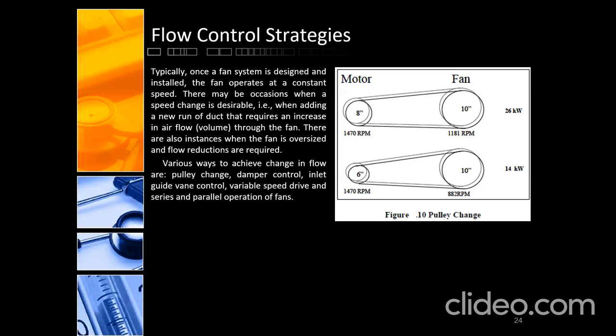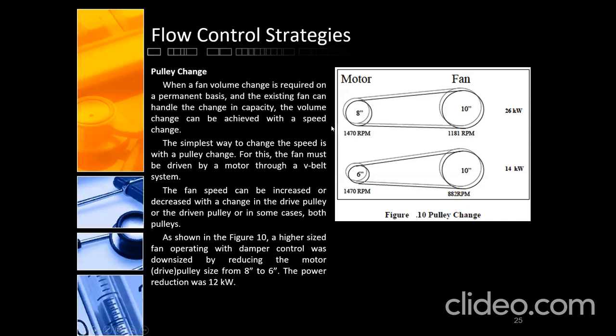So, ito yung figure 10 is pulley change. Yan. 1470, palitan mo to. So, magiging 882 RPM. Ayan. Tama. Para bumaba yung speed mo. So, we're talking performance curve.